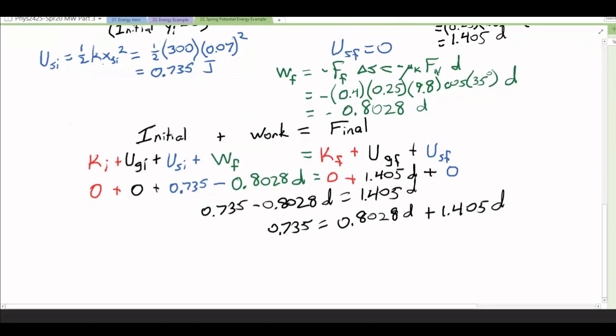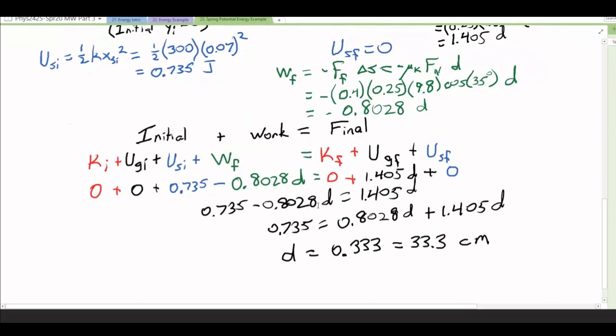So then we can calculate the D value by taking our 0.735 and dividing it by the sum of those other two numbers. So factor out D here, and then divide by that total coefficient, and we find that D is equal to 0.333, which is 33.3 centimeters.